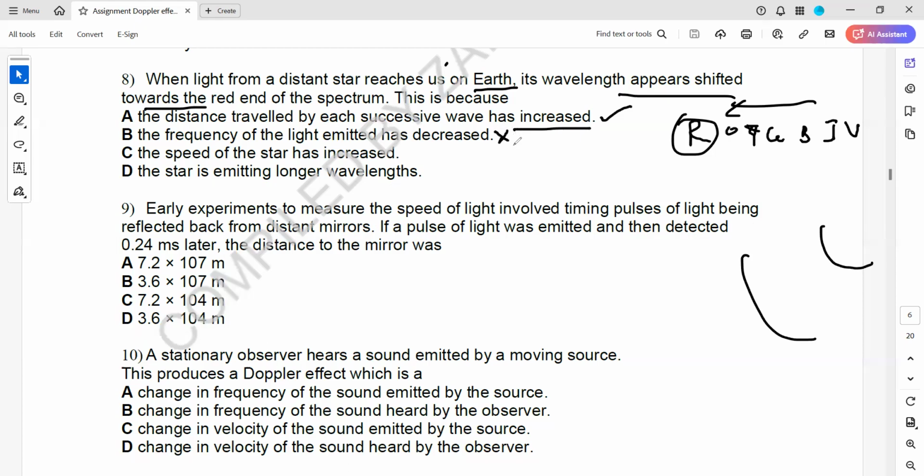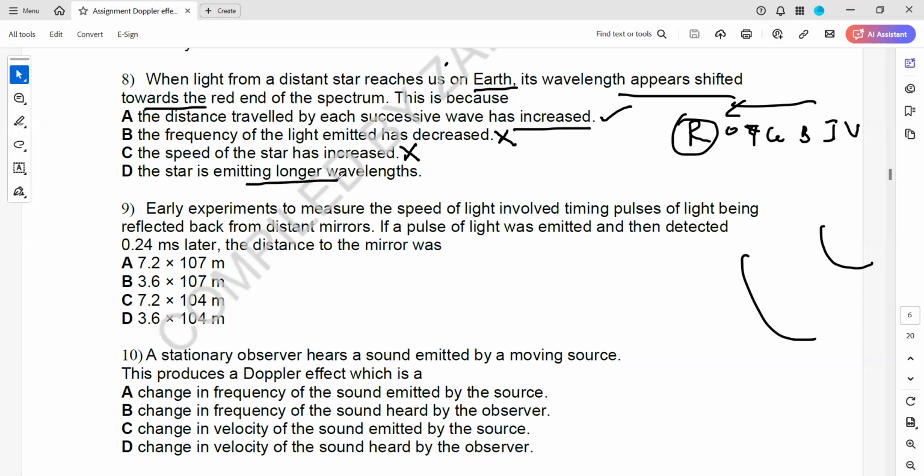The frequency of the emitted wave has decreased? No, the frequency emitted will never change. The speed of the star has increased? The speed of the star increasing or decreasing depends on the change in the frequency or the wavelength, but it does not give an idea. Here you don't have the speed of the star. If the speed of the star was changing, the frequency we receive continuously would change. But in the question, they did not mention that the star is accelerating. That's why we cannot select this.